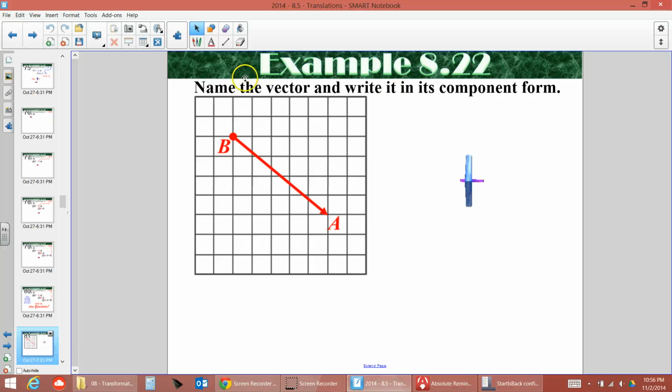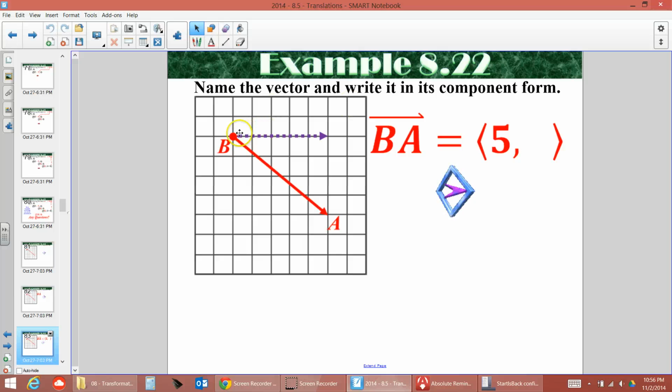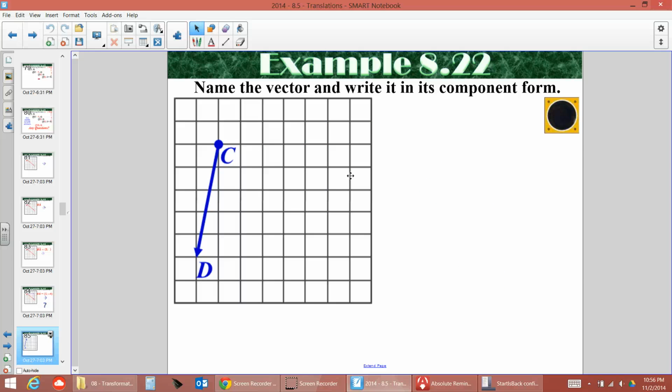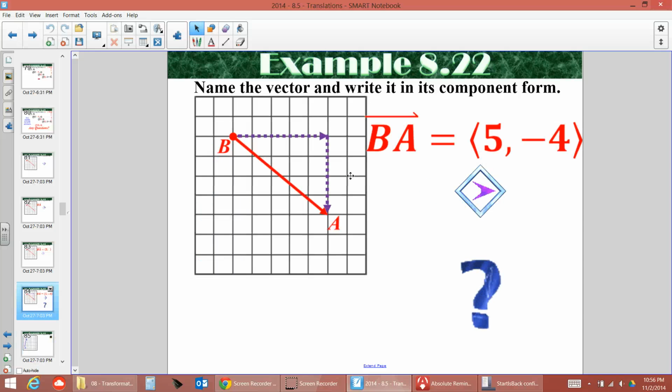All right, so now we're going to name the vector and write its component form. So the vector, I start at B and go to A. So my vector's name would be BA. My initial point is B, my terminal point is A, so don't forget the little arrow above. This little arrow indicates that it's a vector or ray. Now my component form, I move right 1, 2, 3, 4, 5, so it's a positive 5. I move down 1, 2, 3, 4, that puts me at a negative 4. And that's my component form.